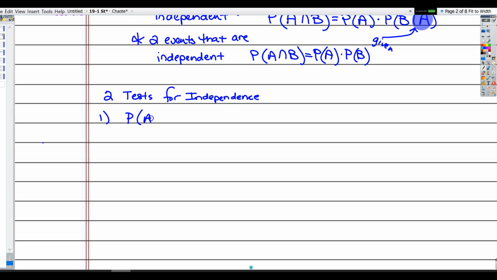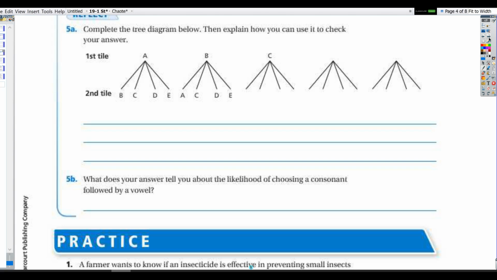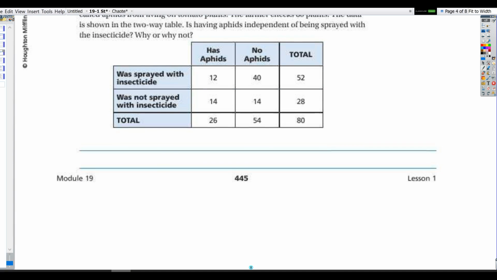Does the probability of A equal, so it's a question mark, the probability of A if B has already happened? So if B happening doesn't change the probability of A, do you see how they could be equal, and that would mean they are independent? So I'll say that again because that's important. If knowing B has occurred does not change the probability for A to occur, then we know that they are independent events. Okay? Now, let me give you another example that I think is going to make even a little bit more sense. We're going to do this in just a second as well.